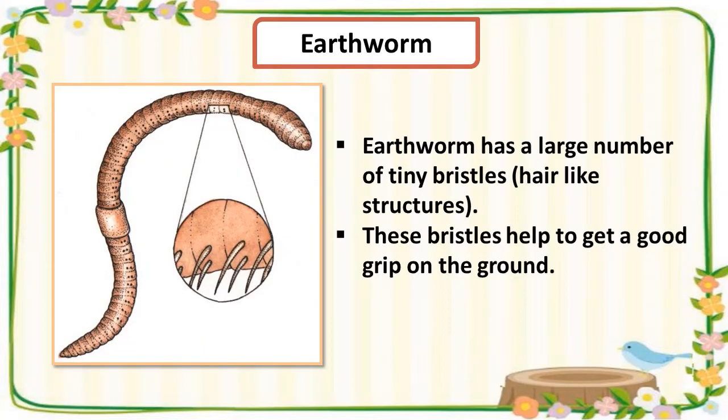But how does it fix its body to the ground? Students, you can see the picture. It has a large number of tiny bristles projecting out. These bristles are connected with muscles and help to get a good grip on the ground.